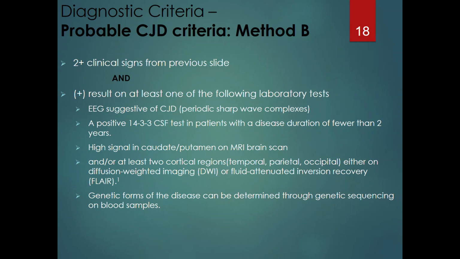Genetic forms of the disease can be determined through genetic sequencing on blood samples. As previously mentioned, a definitive diagnosis of CJD still requires brain tissue testing using standard neuropathological techniques.